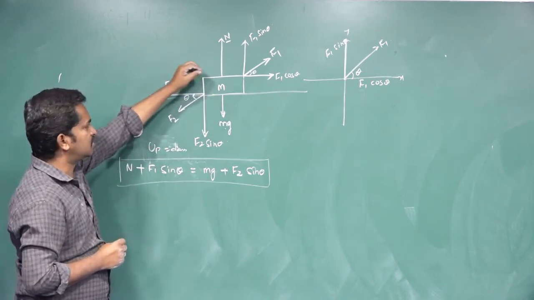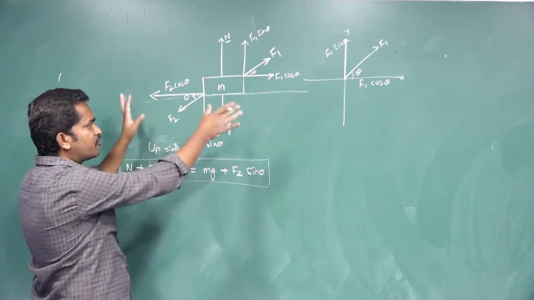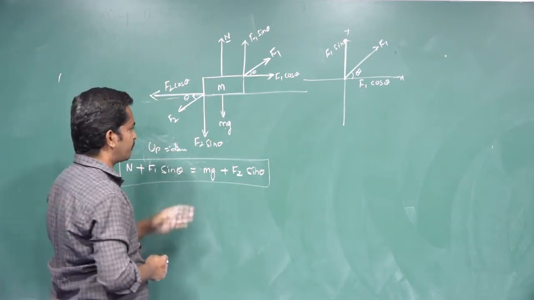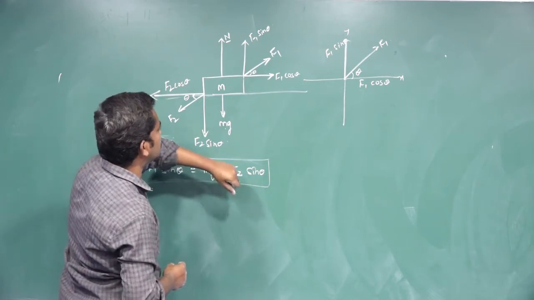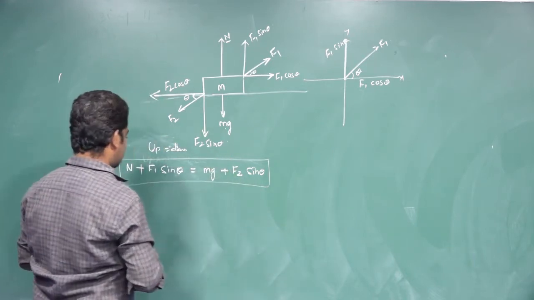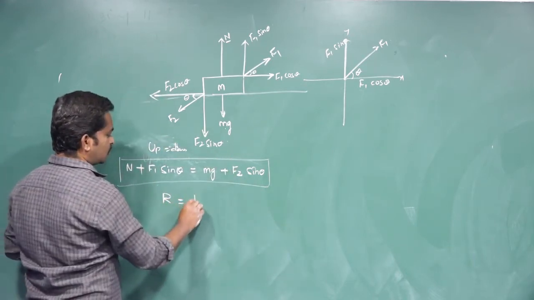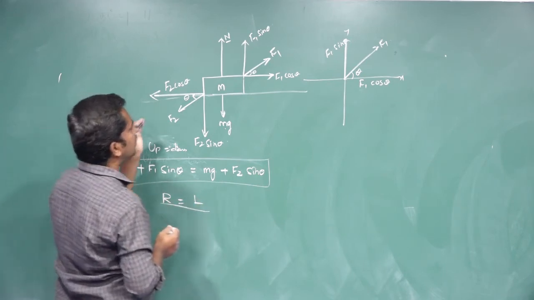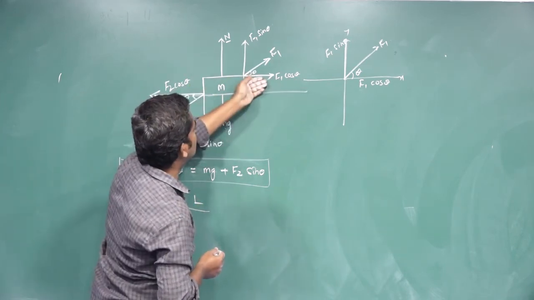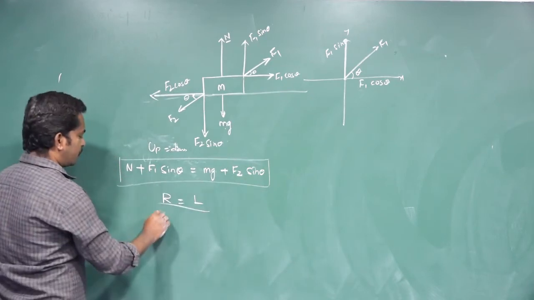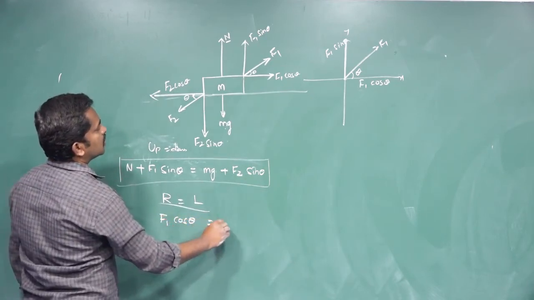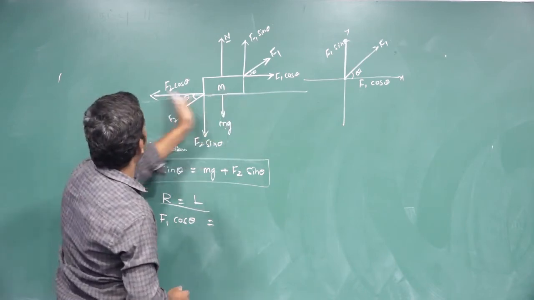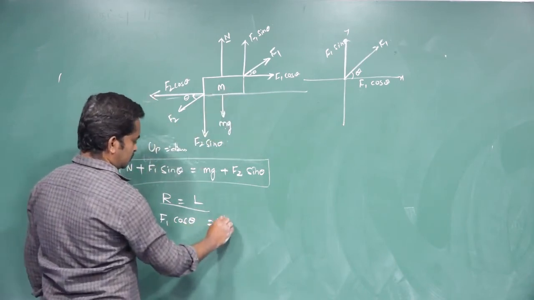When the object is maintained at rest, divide the components based on the free body diagram. What are the left side and right side direction forces? Right equals left side. So what are the right side forces? Right side only F1 cos theta is equal to F2 cos theta.